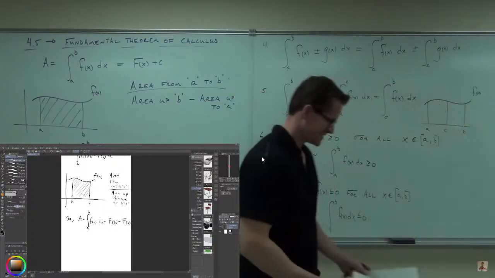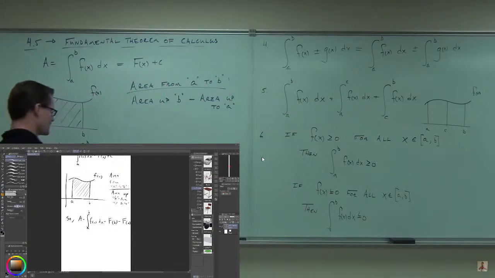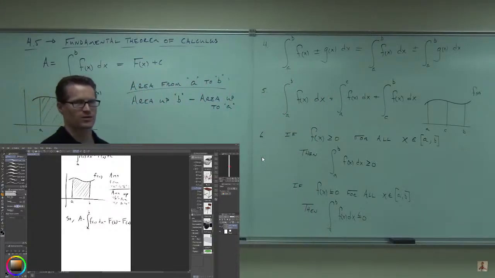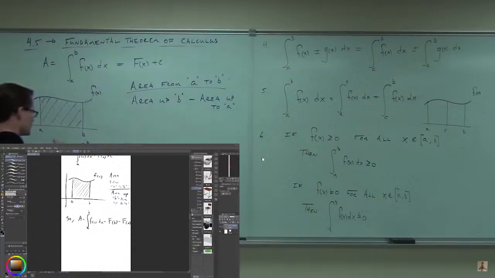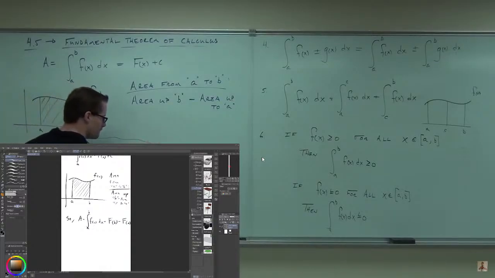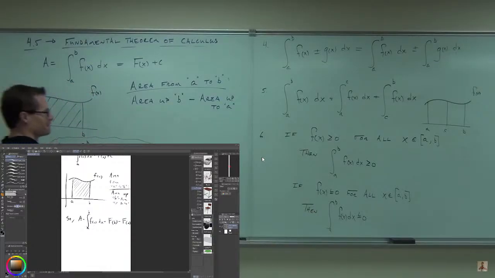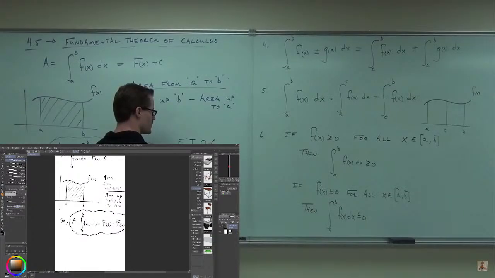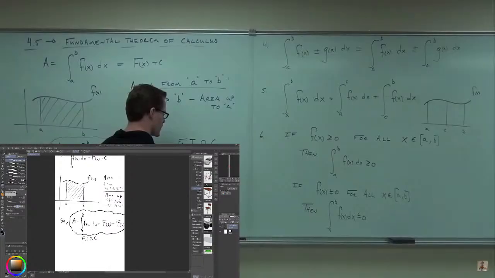Where's the C? By the way, this statement is the fundamental theorem of calculus part 2. I'll give you part 1 later.